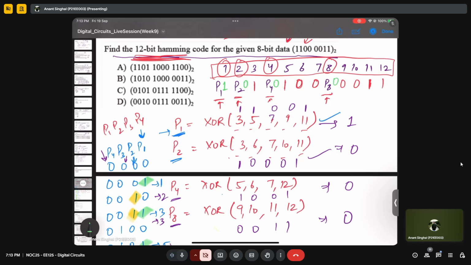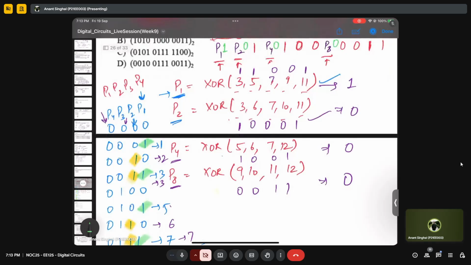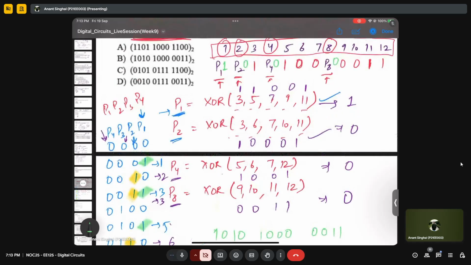So the actual 12-bit number will be, if I write here, 1 0 1 0 1 0 0 0 0 0 1 1. Is there any option like that? 1 0 1 0 1 0 0. Yeah, option B is the correct answer. Is it clear to everyone? Please let me know.